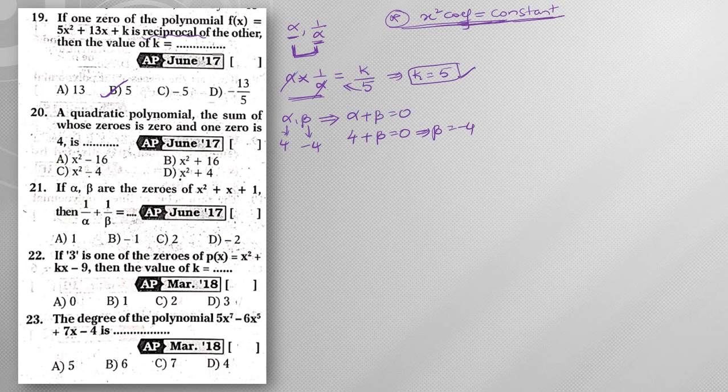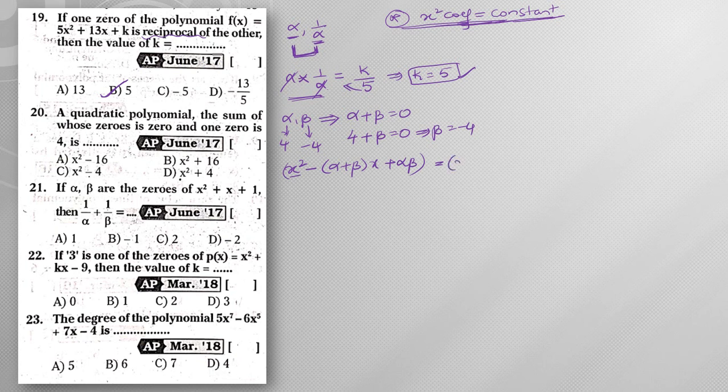Then how to write the quadratic polynomial? Already we know the form, x square minus of alpha plus beta into x plus alpha beta. In general, you will be multiplying this with k, because with the same zeros we can get infinite number of polynomials. By taking different values of k, we are going to get different polynomials with the same zeros. But here x square coefficient is 1, so we can consider k is equal to 1.